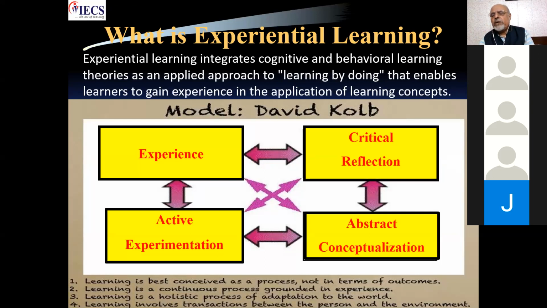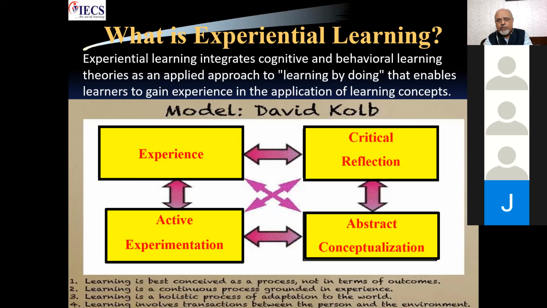You can call it learning by doing, but if I take it a step further and make you reflect upon that learning, make you develop abstractions on that learning, it becomes the experiential learning model. And here the learners, they are enabled to gain experiences which they can apply in learning of new concepts. So it starts with an experience, moves over to the right to critical reflection on that experience, then goes down on the right to abstract conceptualization, and then moves back left to active experimentation.